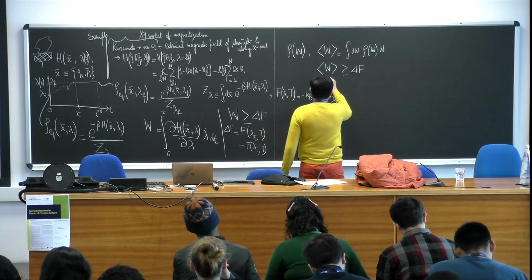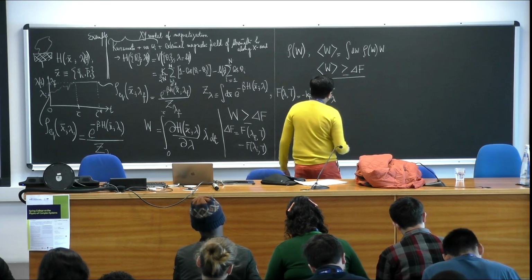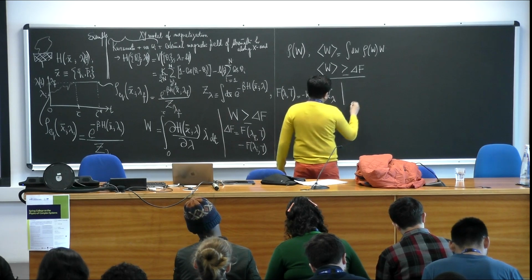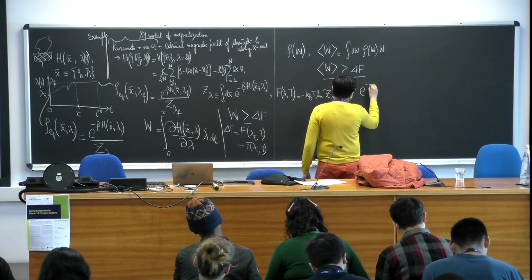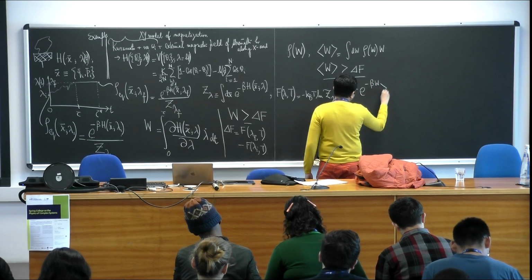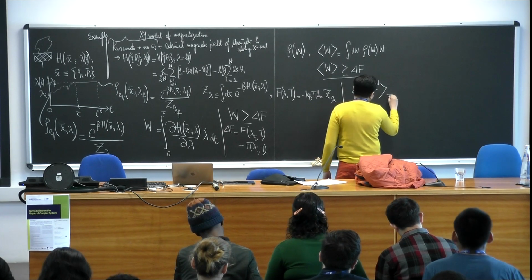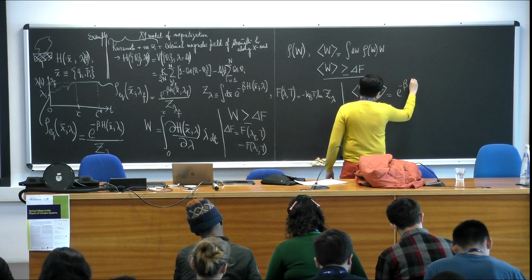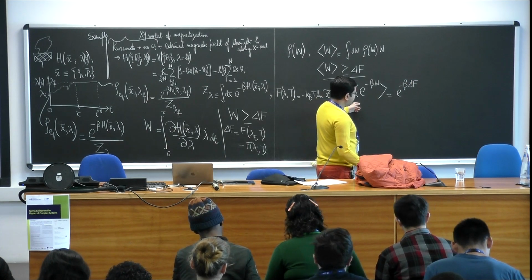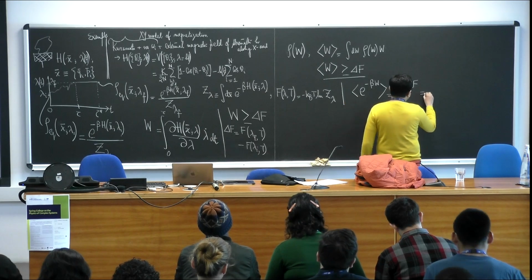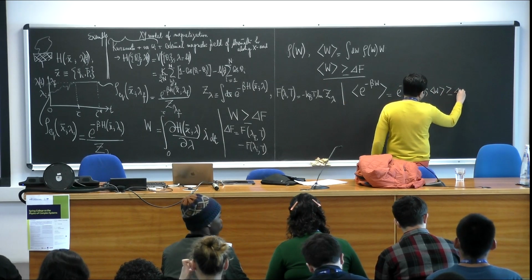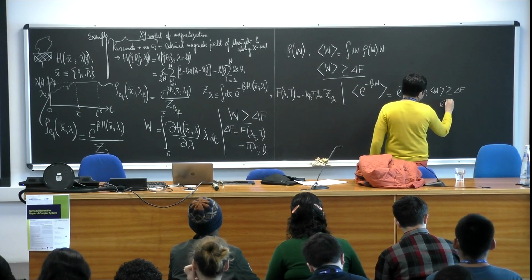But then we said that okay, this is an inequality, is there a way to turn it into an equality? And the statement is that if you exponentiate both sides and then take an average, then this becomes an equality. So we checked several things. First of all, this one obviously implies that the average of W is greater than or equal to delta F using Jensen's inequality.